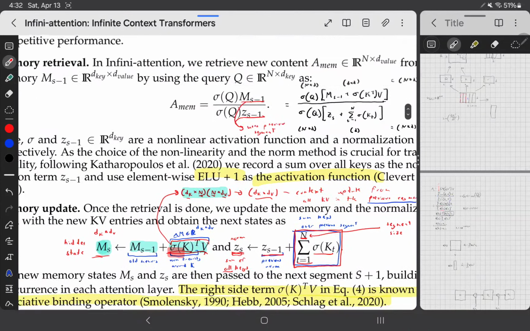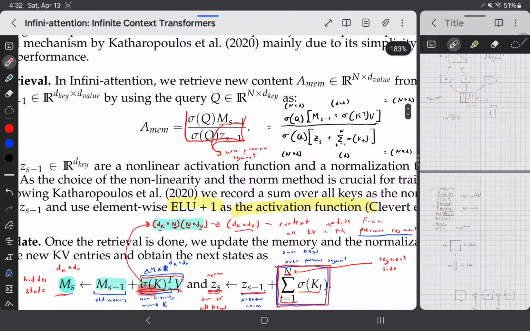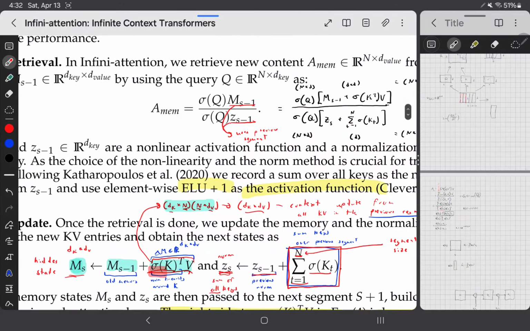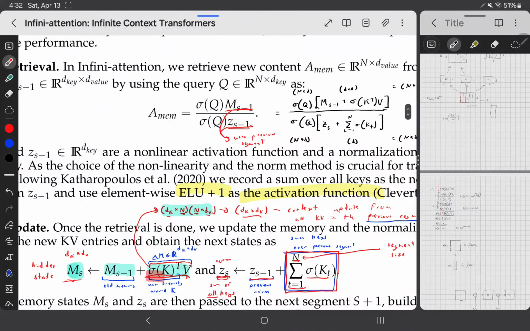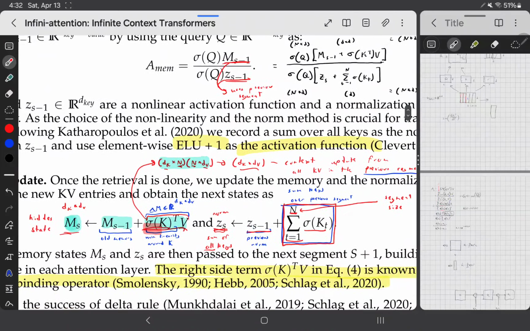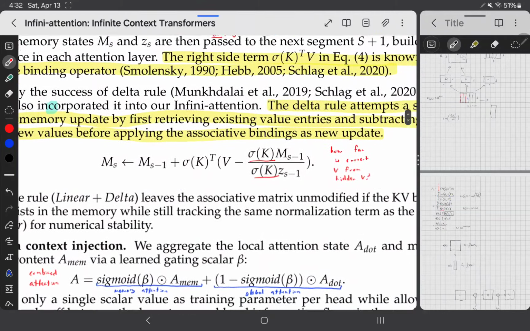Large hidden state, small hidden state. And then you observe these hidden states using Q. And this gives you your A_mem, that's what they call it. This will be our memory attention, which is how you observe your hidden state, the attention, in quotes, mechanism.